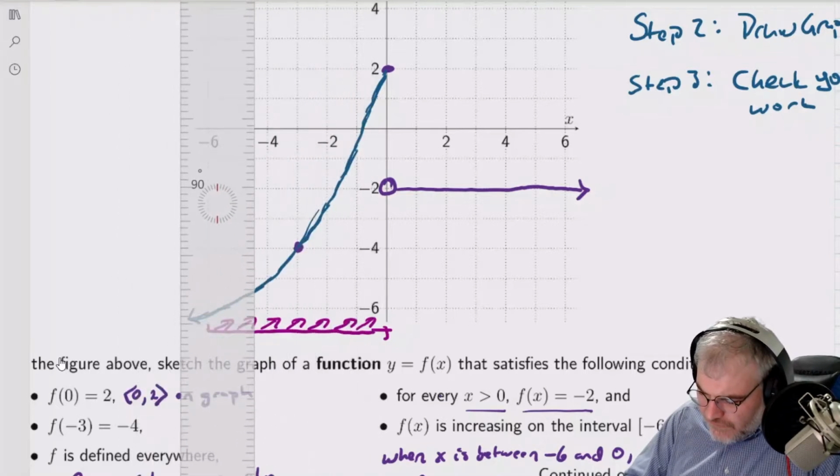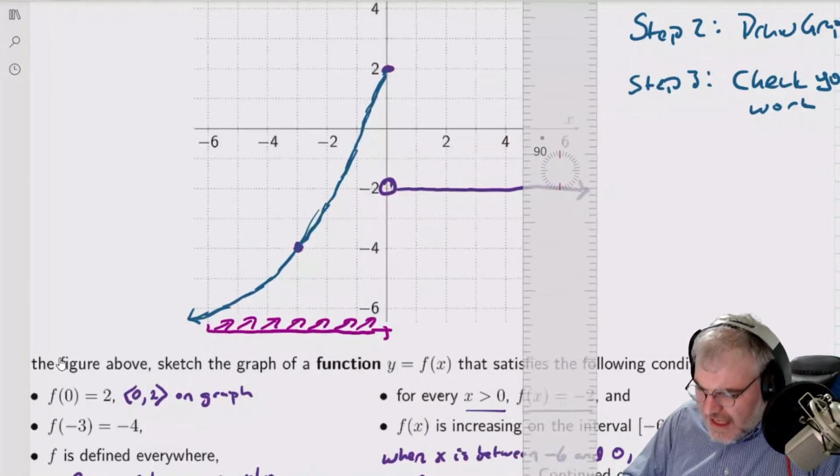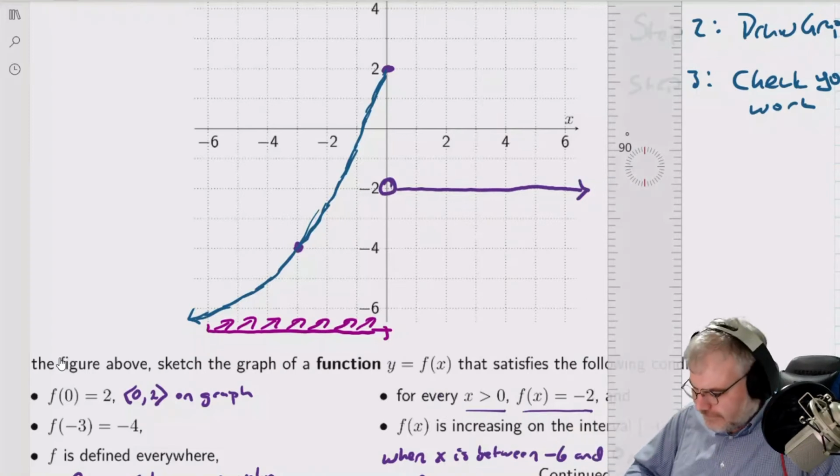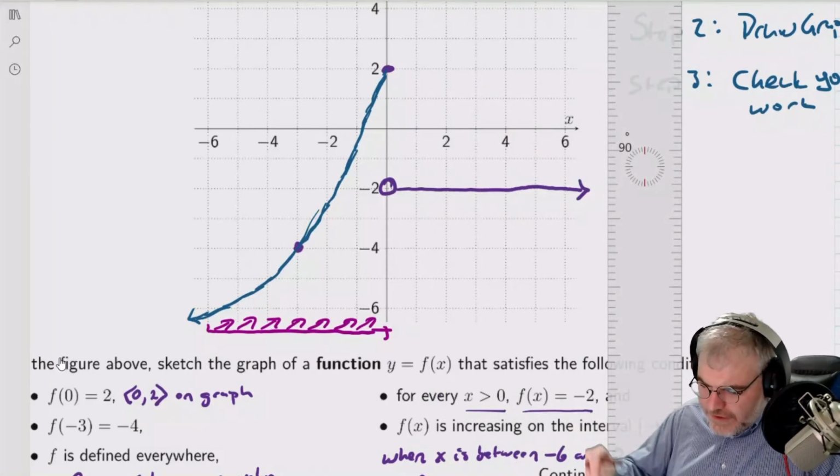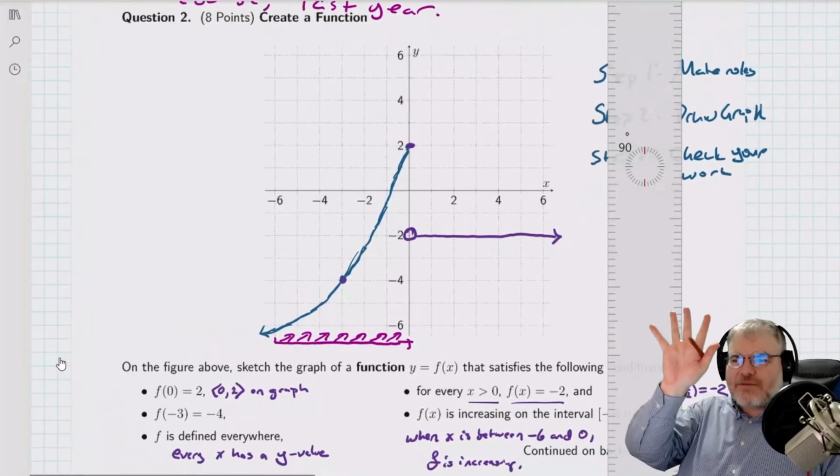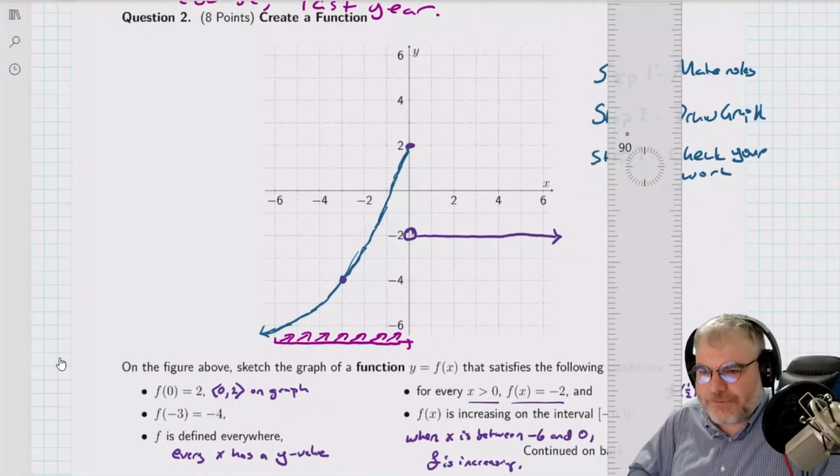Do I pass the vertical line test? Yes. So my work is good. 1 to 5, how do we feel about this problem?